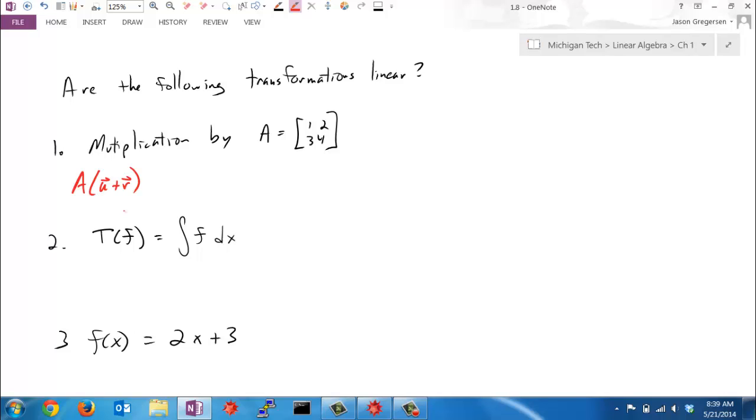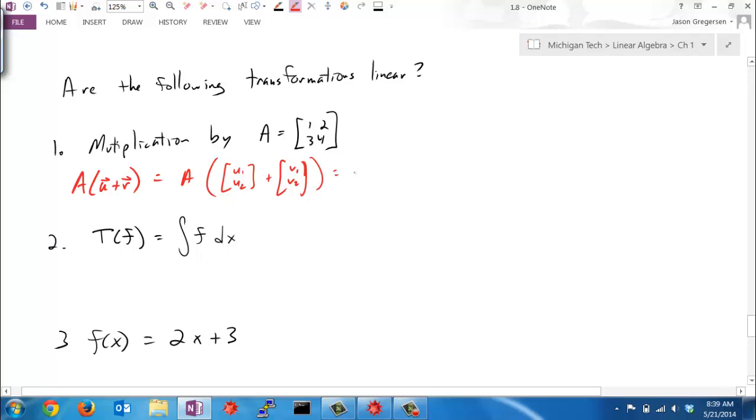All right, so I don't want to spend a whole lot of time on the first one because there is a good way to show it. If I was really trying to work through this the long way, I would say, okay, this is the vector u1 and u2. This is the vector v1, v2. I know how to add vectors. This could be the vector u1 plus v1, u2 plus v2.